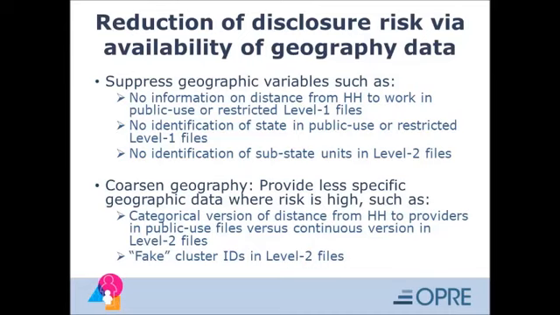Another way in which we have reduced the geographic level information is through the use of simulated cluster IDs or fake cluster IDs in the level 2 files. So we would actually do the linkage between households and providers, and we would use a simulated cluster. You will create a syntax, and we will run that syntax for you, generating the cluster level aggregates, because we only know what the real IDs are.